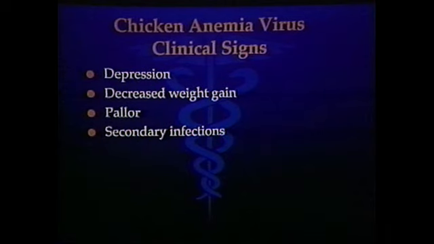Clinical signs of chicken anemia virus infection include depression, decreased weight gain, pallor of comb, wattles, and shanks, and development of secondary bacterial, viral, and protozoal infections. Notice that depression and decreased weight gain are very nonspecific signs of clinical disease that are seen in most birds with circovirus infection.